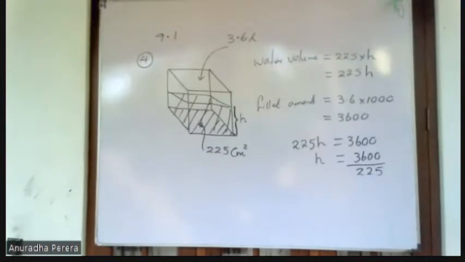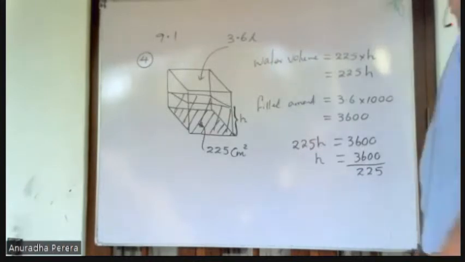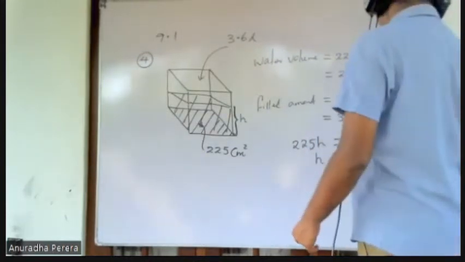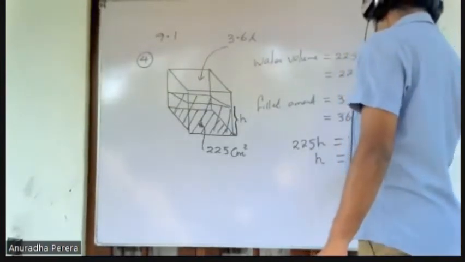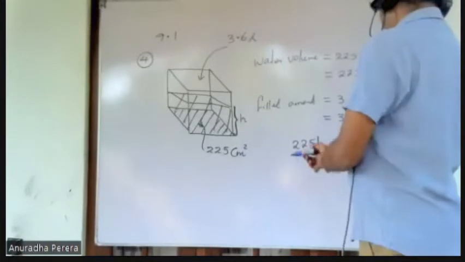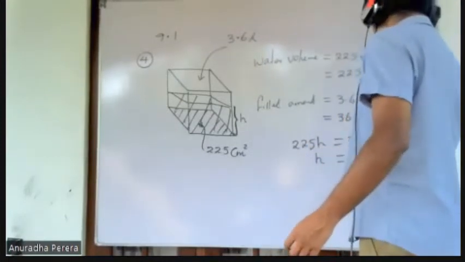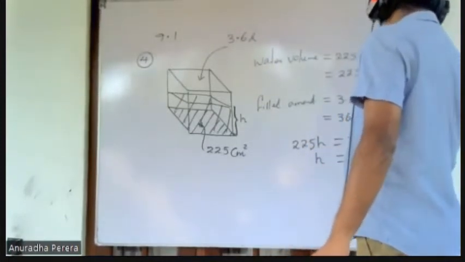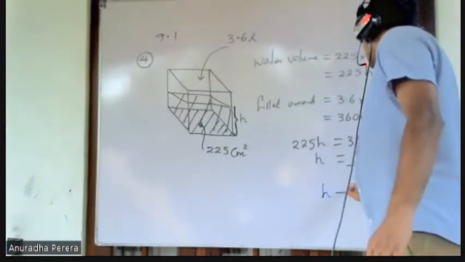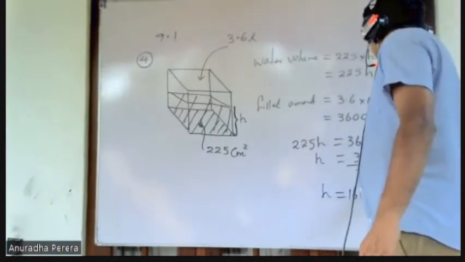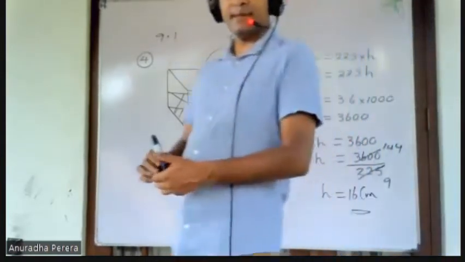225. If you divide by 25, this becomes 9. 144 over 9 means 16 cm. Very good. The answer is 16 centimeters.